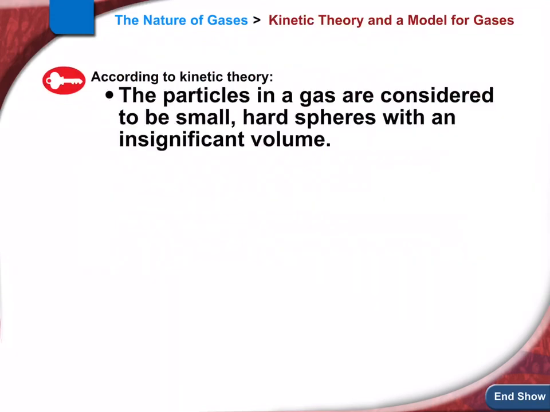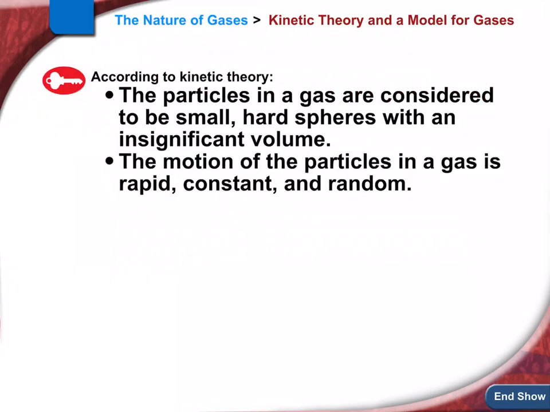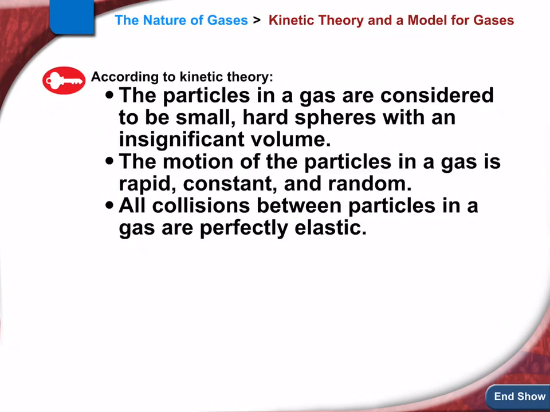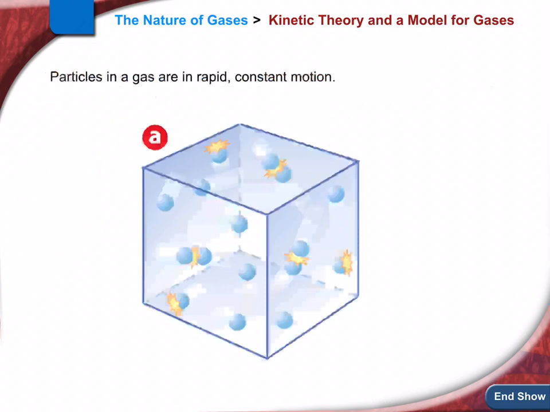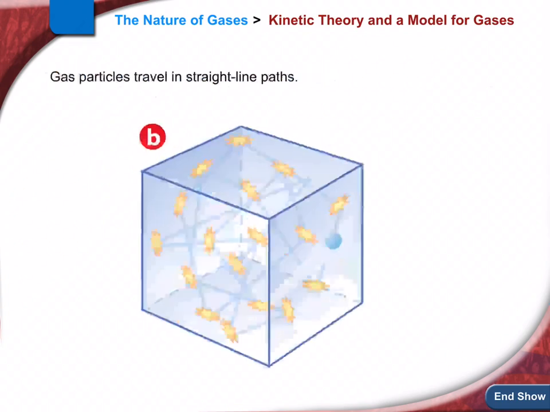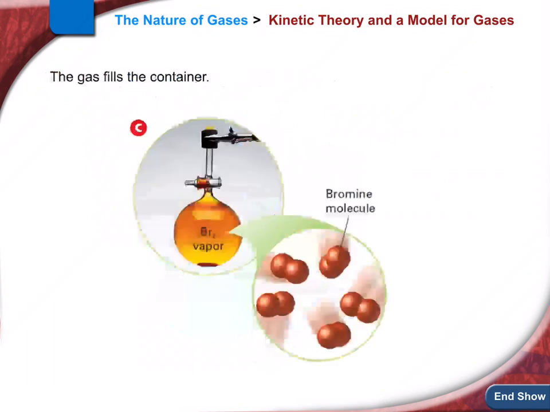According to kinetic theory, we pretend that the particles in a gas are so small that they have insignificant volume. Obviously they're going to take up space, but we're pretending like they don't to make the math easier on us. The motion of the particles is rapid, constant, and random. All collisions in a gas are perfectly elastic, like I said in a previous video. What this means is when a gas particle hits a wall or something, it's not going to lose any energy when it bounces off that wall. That's what we mean by perfectly elastic. Now, in reality, it's not like that, but it's going to lose so little energy when that happens that we can pretend like nothing is lost. Here are some pictures demonstrating what we're talking about.